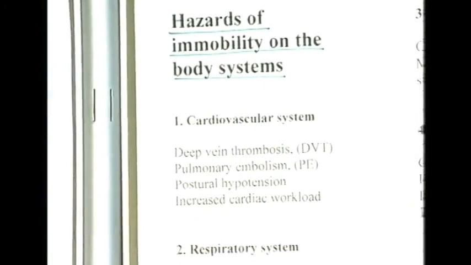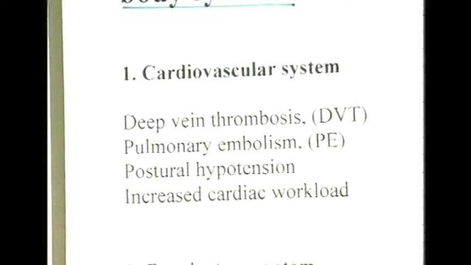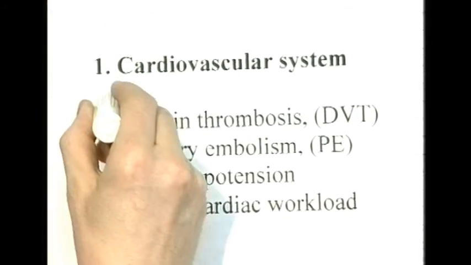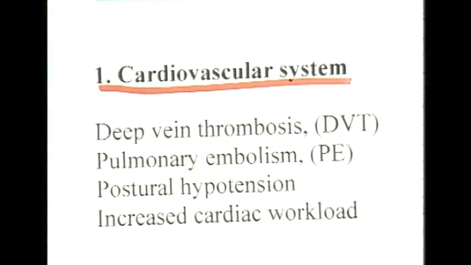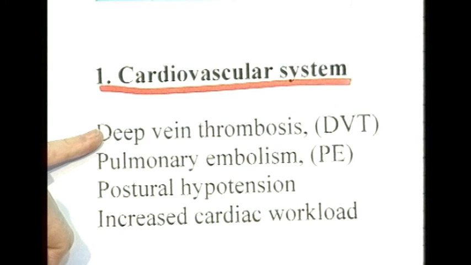The first we're going to think about are adverse effects on the cardiovascular system. So how immobility can adversely affect the cardiovascular system. One problem is you can get clots of blood forming in the deep veins of the leg and the lower part of the pelvis. Another problem is you can get small, and sometimes large, emboli in the lungs, very often breaking off these clots in the legs. So deep vein thrombosis, pulmonary embolism.